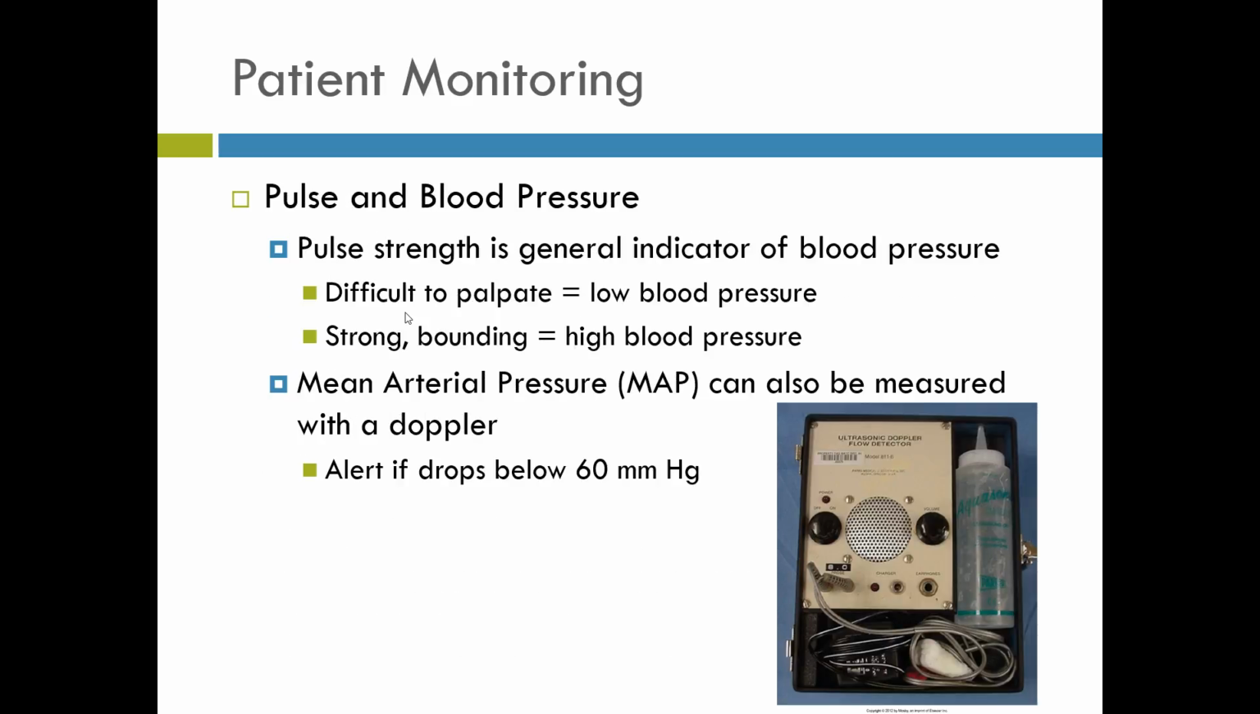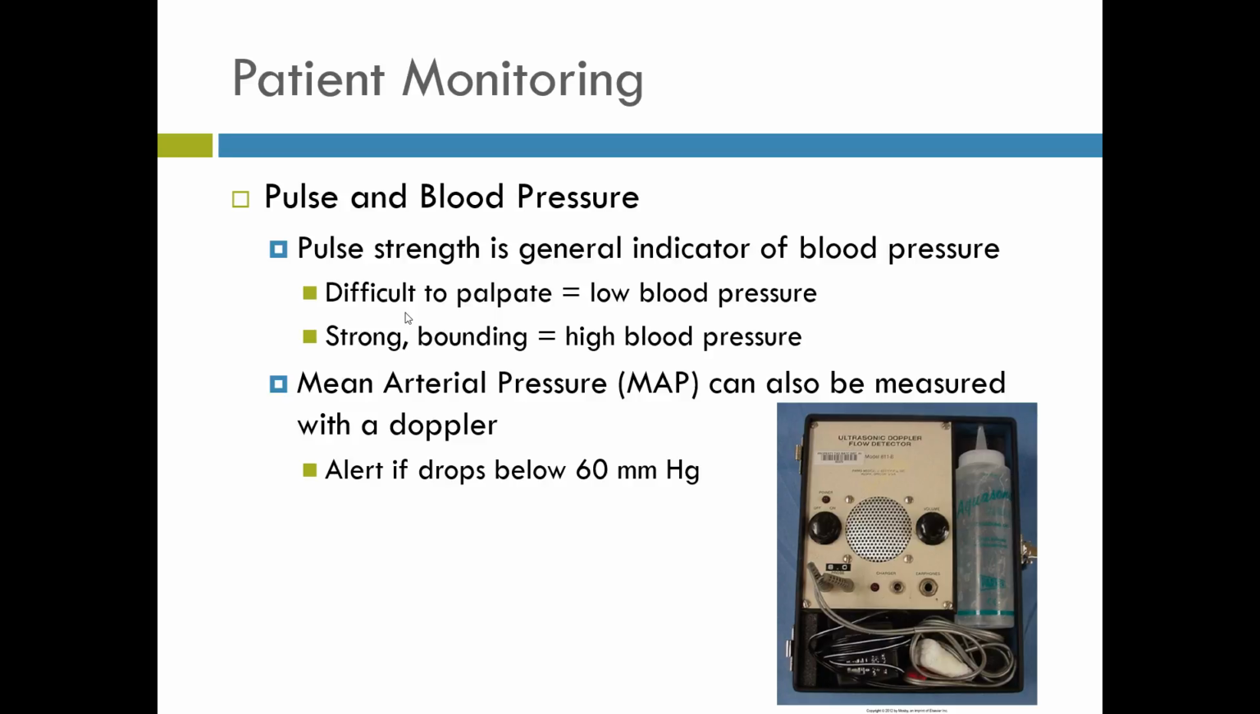Pulse and blood pressure. Pulse strength is a general indicator of blood pressure. If it's difficult to palpate that pulse, then they probably have low blood pressure. That means it's not getting around very well. Strong and bounding, so you can feel the boom, boom, boom with your fingers, indicates high blood pressure.